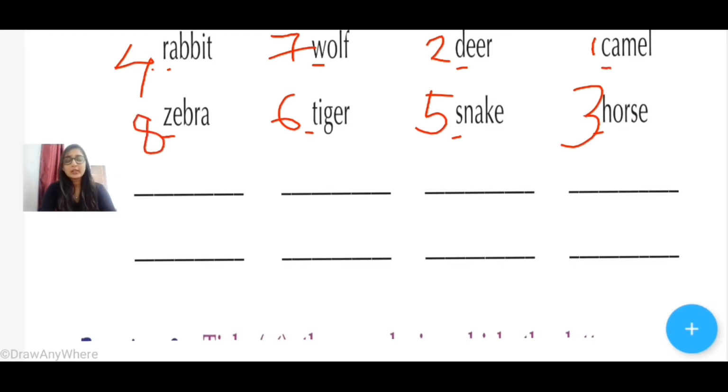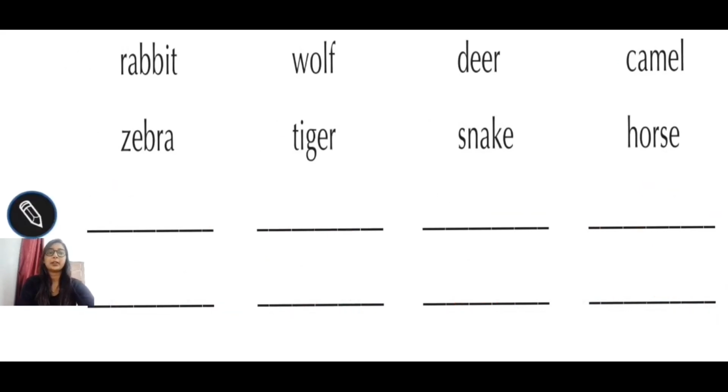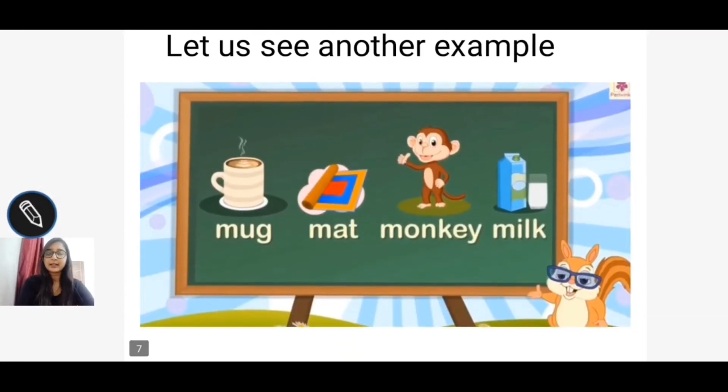So we have sorted these words according to the first letter of the word, in alphabetical order. So when we put these words in alphabetical order, the first word which we will write will be camel, deer, then horse, rabbit, snake, tiger, wolf, and zebra. So this is what alphabetical order means. Okay. Let us go ahead and see another example.